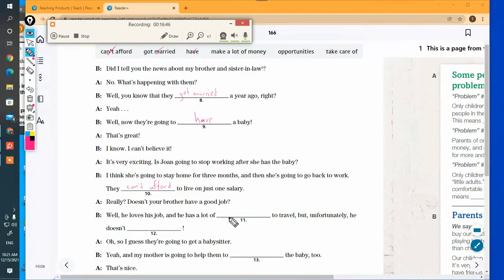Really, doesn't your brother have a good job? Well, he loves his job and he has a lot of opportunities to travel, but unfortunately he doesn't make a lot of money.